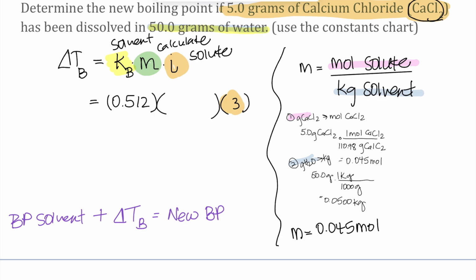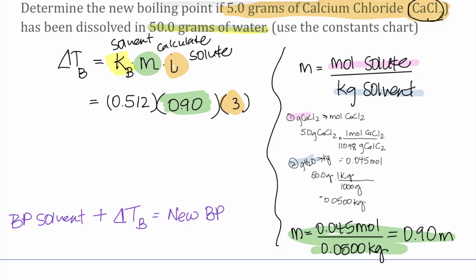So my molality is going to be that 0.045 moles over 0.0500 kilograms, and we get 0.90 molal from that. You can keep that answer, or if you want, you can round it to sig figs after finding your molality, as long as I can see your work. And then that 0.90 is our molality. That's what is going to go into our formula here. And then we multiply, so that 0.512 times 0.90 times 3.